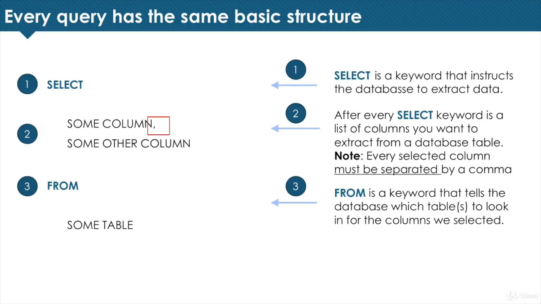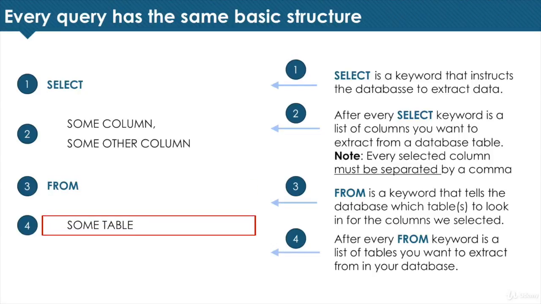And lastly, once we have specified the columns we are interested in, we have to let the database know where to go get those columns. We do this using the from keyword, followed by the table we will be selecting the columns from. And that's it. That's the basic structure of every query you will ever write.